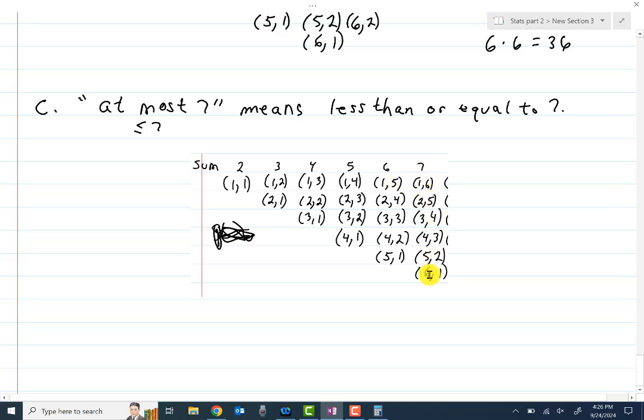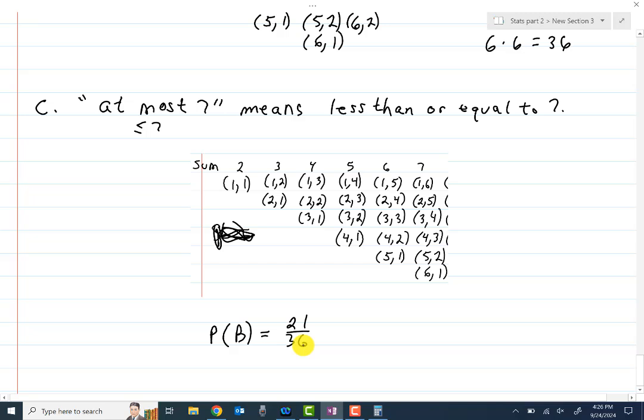Well, this column has 6. 6 plus 5, that's 11. Plus 4 is 15. Plus 3 is 18. 20. It looks like 21 total possibilities. So if I write the probability, this is B was what that was called. The probability of B is 21 over 36.